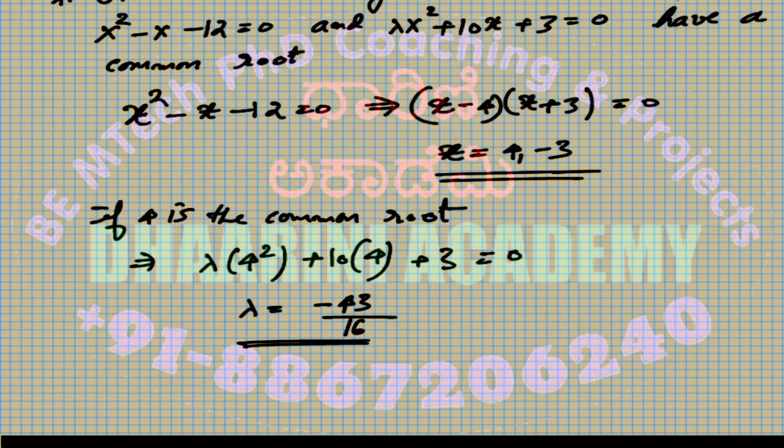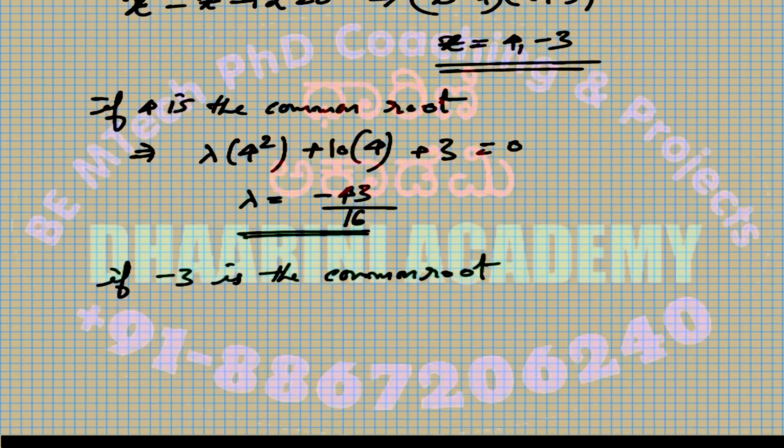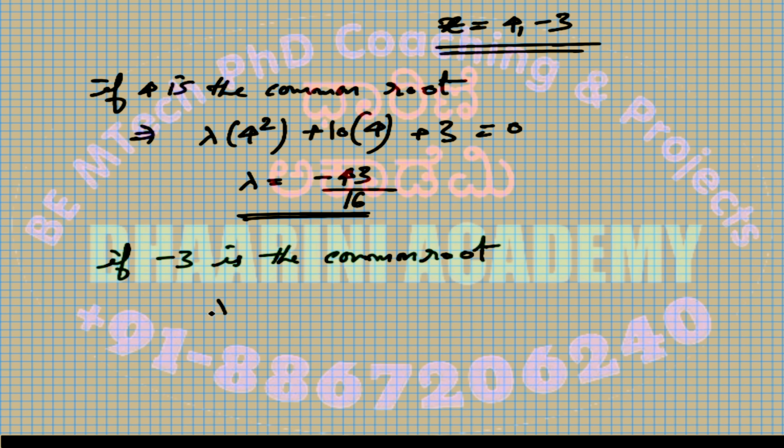But you can have even the other root as common. So you have to solve twice. So if the other root is -3, okay, -3 is the common root, then check what I'm supposed to do. Put x equal to 4. So x equal to -3. So -3 square plus 10 into -3 plus 3 equals to 0.